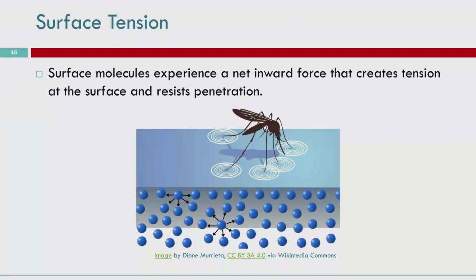Surface tension is also the reason that some insects and creepy crawlies can float on the surface of water, like our good friend here, this mosquito. Hopefully a male mosquito, so it's not going to bite us.